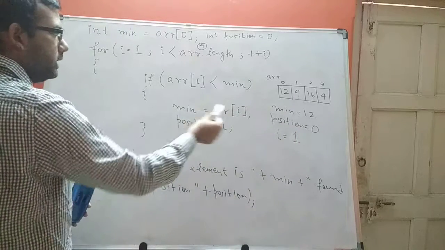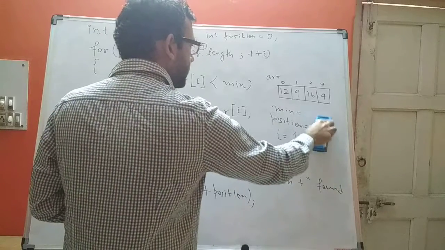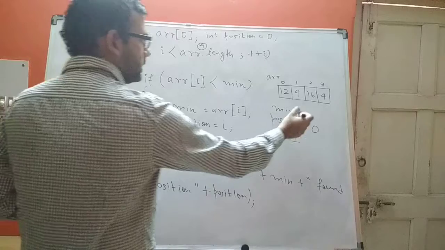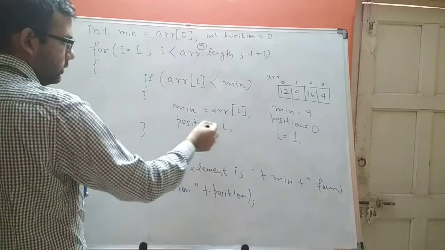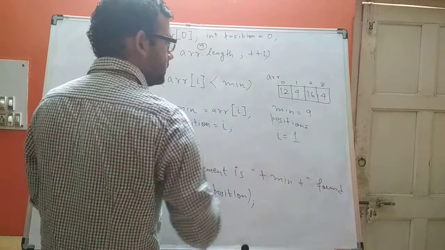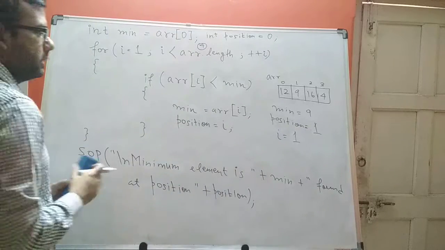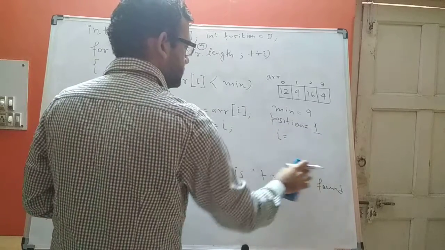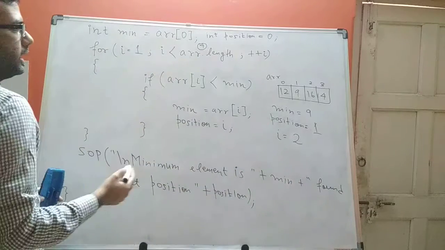So you come inside, you update your minimum. Min is equal to ARR of I. So min becomes ARR of I, that means min becomes 9. And of course you need to assign the position as well. Position is equal to I. So position becomes 1. Now again you go back up. Plus I. So I becomes 2. Now you check. Is I less than ARR dot length?